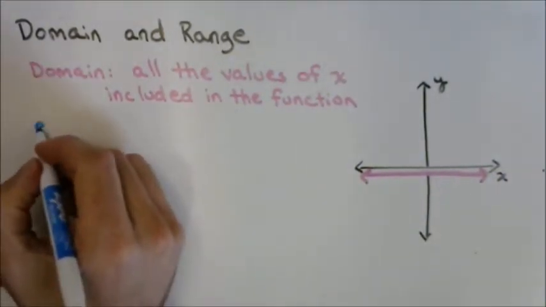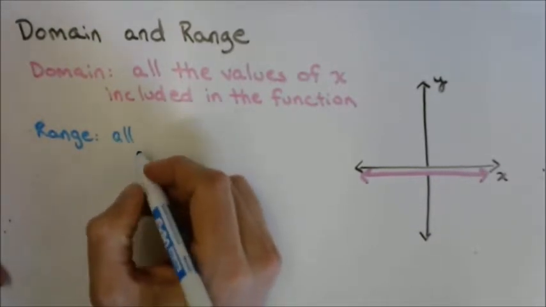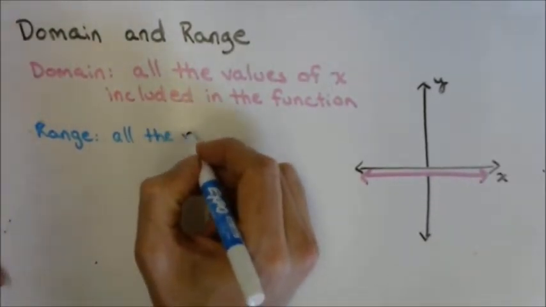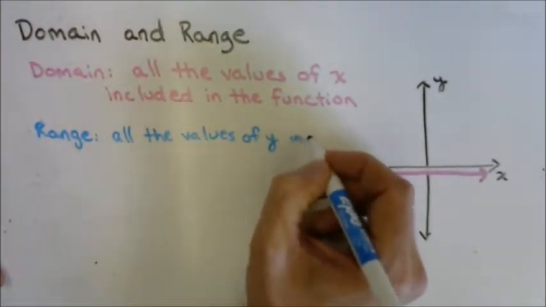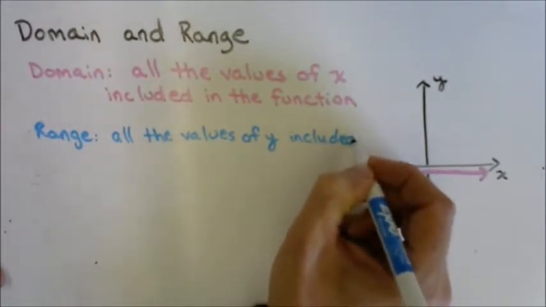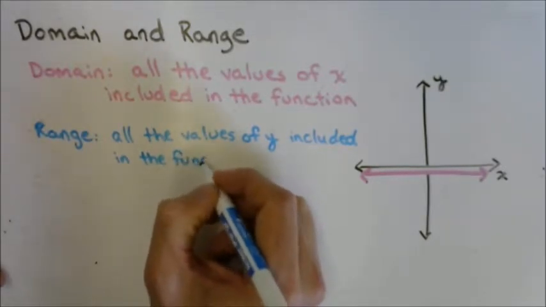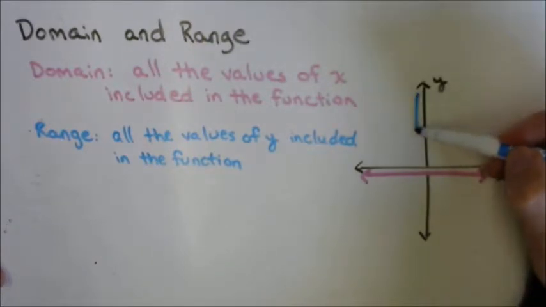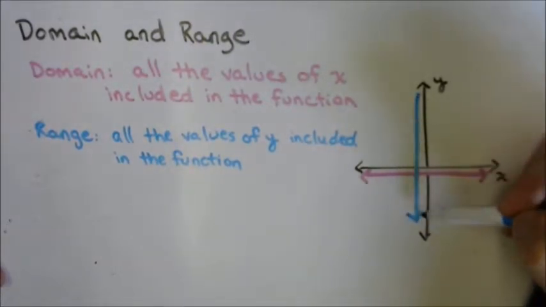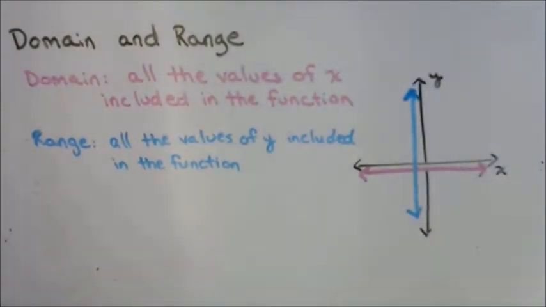The range is all the values of y included in the function. So the range refers to all of the values of y that are part of the graph, part of the function that the parabola can satisfy or take.